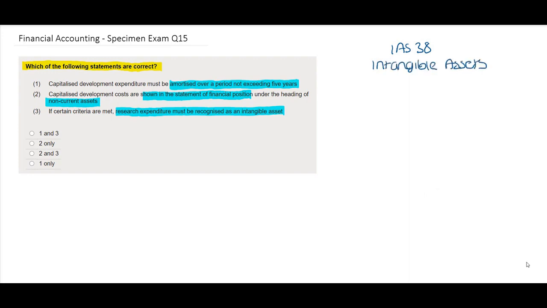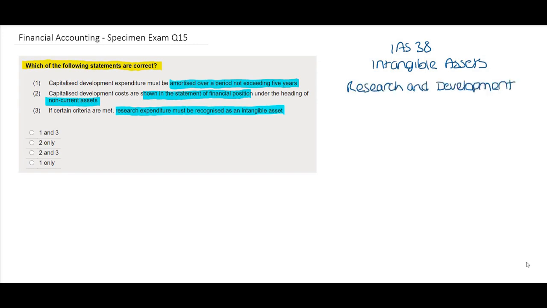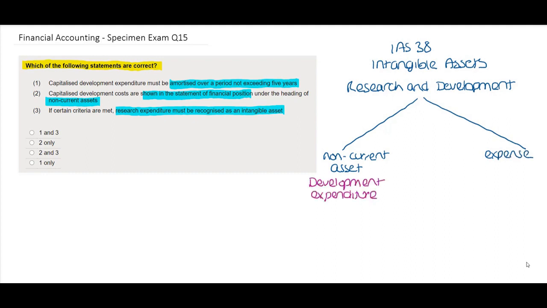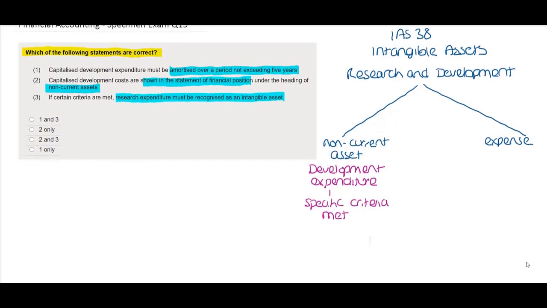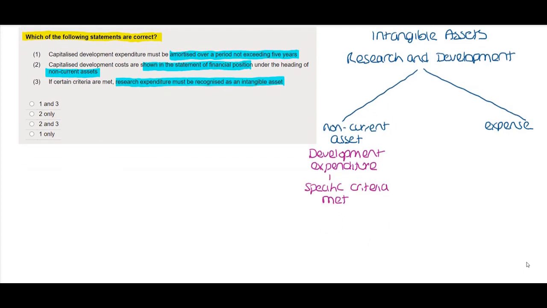The information given to us in the question relates to research and development costs. These costs are split between what's included as a non-current asset and what should be included as an expense in the statement of profit and loss. IAS 38 tells us that development expenditure should be included as a non-current asset if it meets the specific criteria of the standard. It should then be amortized over its expected life. The costs to be expensed include research costs plus any development costs that do not meet the criteria.